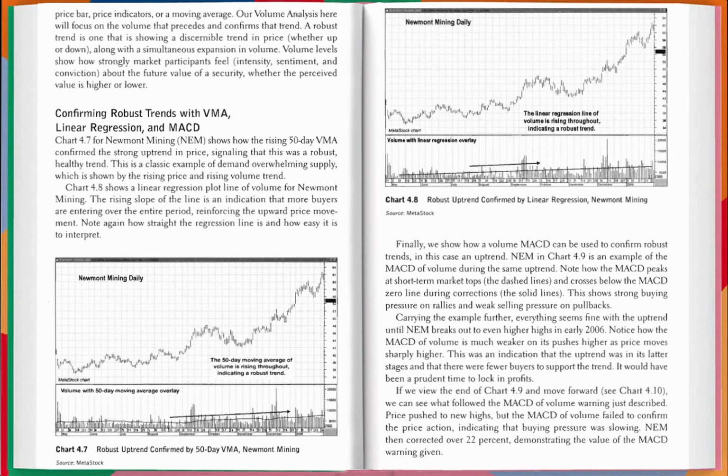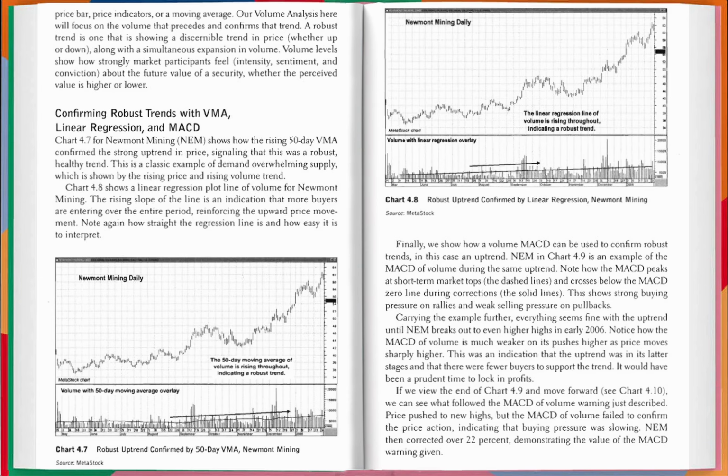Chart 4.8 shows a linear regression plot line of volume for Newmont Mining. The rising slope of the line is an indication that more buyers are entering over the entire period, reinforcing the upward price movement. Note again how straight the regression line is and how easy it is to interpret.